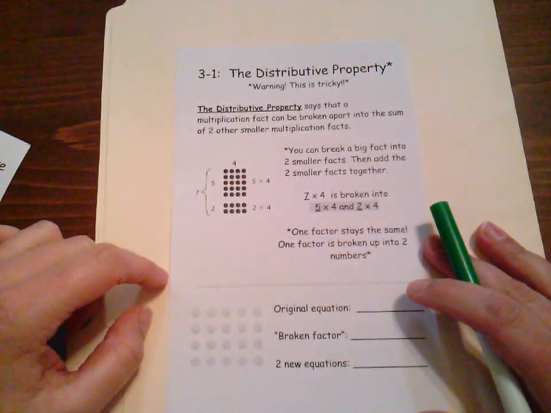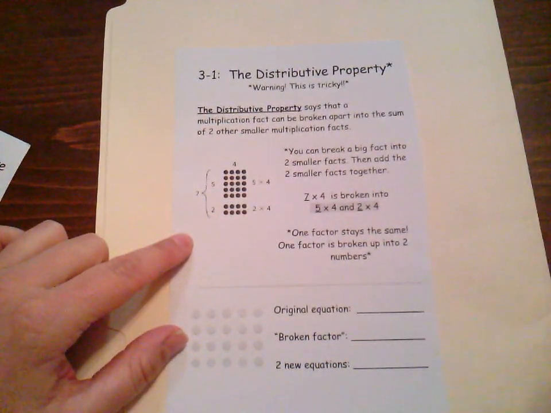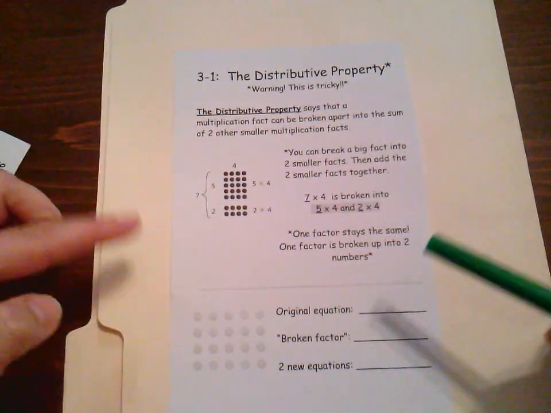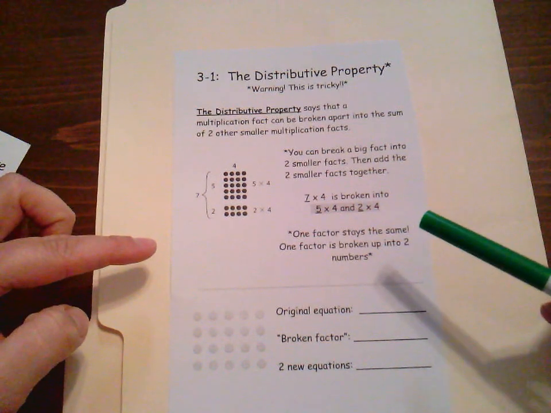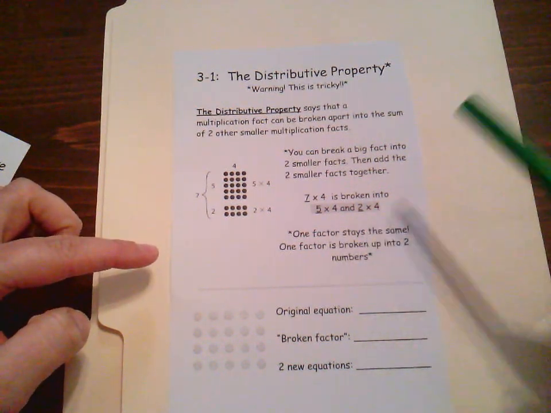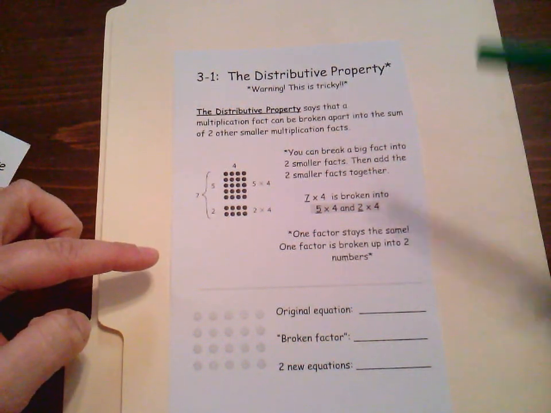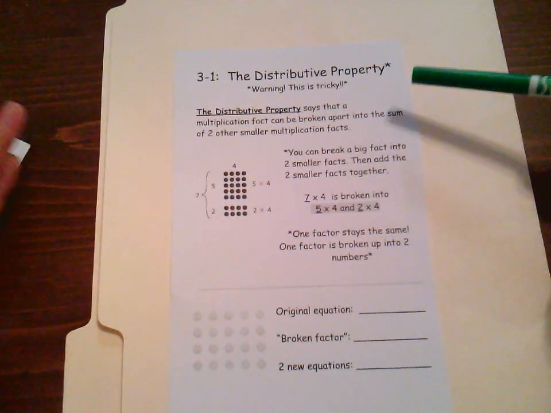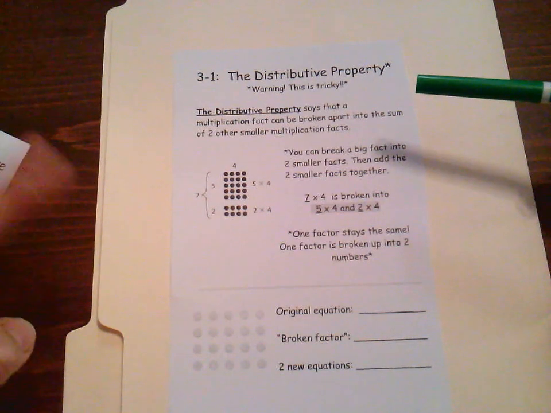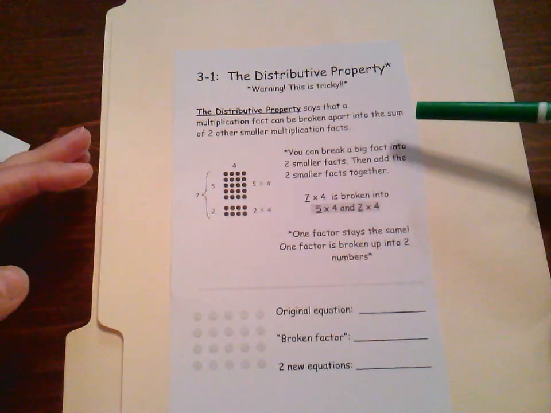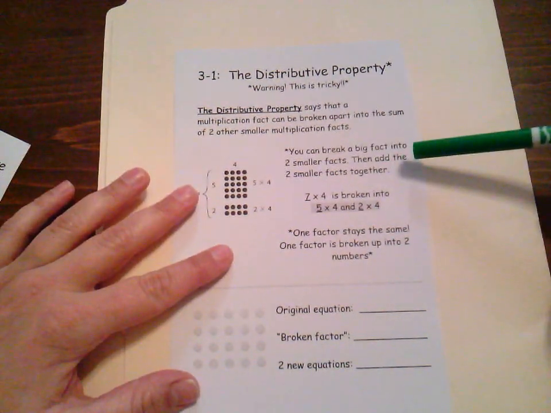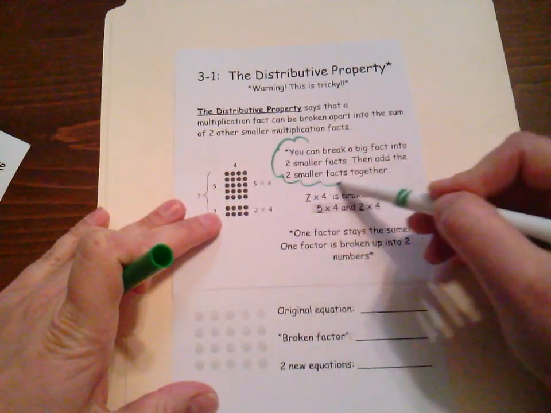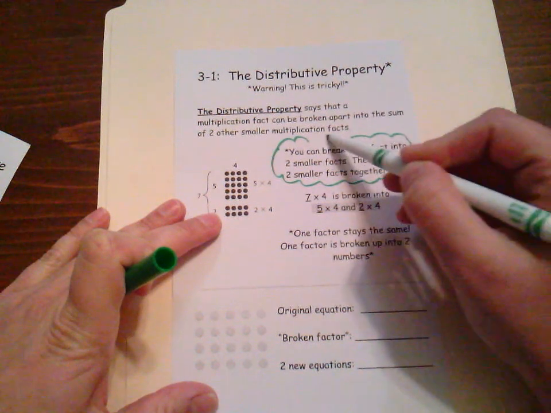Here is another property, and it comes with a warning because it is pretty tricky, but it's really useful. And you've actually kind of gotten a sneak peek of this distributive property when we did 6 as a factor and also 7 as a factor. What the distributive property says is that a multiplication fact can be broken into the sum of 2 other smaller multiplication facts. So what that means is that you can break a big fact into 2 smaller facts and then add those 2 answers to those 2 facts together.